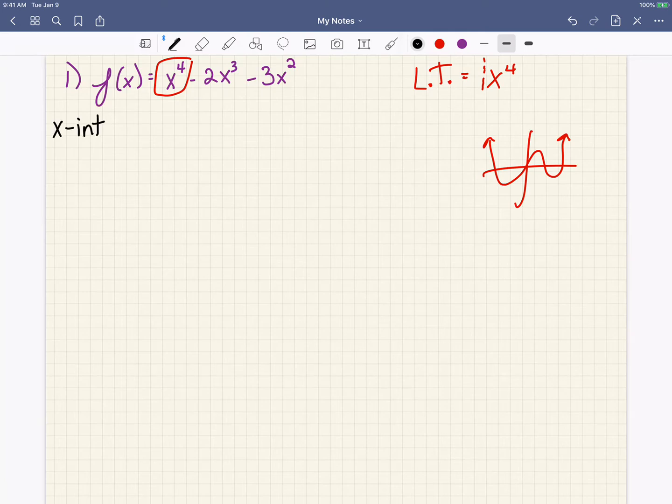I'm just going to call them x-int. I need to find the zeros, so I need to do more factoring. In this case, I can factor out an x squared. That leaves me with x squared minus 2x minus 3.